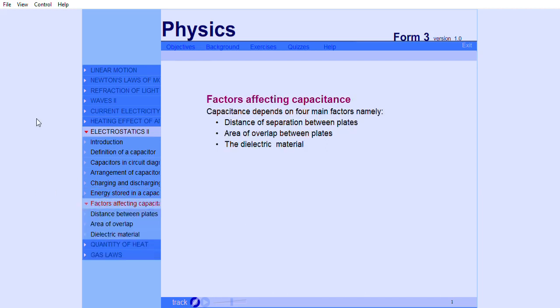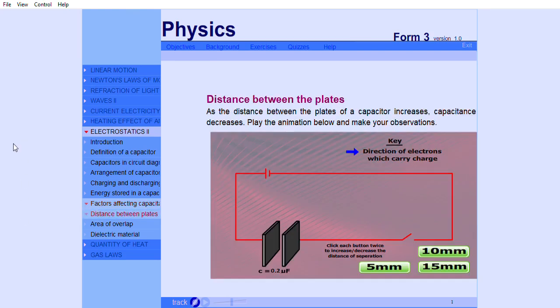Factors affecting capacitance. Capacitance depends on the following factors: distance of separation between plates, area of overlap between plates, and the dielectric material. Distance between the plates. As the distance between the plates of a capacitor increases, the capacitance decreases. Play the animation below and make your observation.